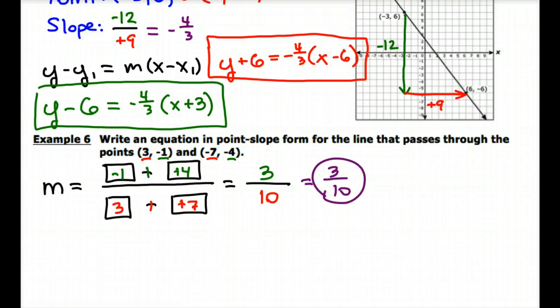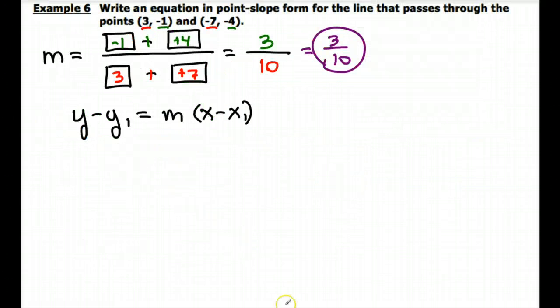Okay, so now you're going to take your point-slope form, y minus y sub 1 equals m times the quantity x minus x sub 1, and you have two options. You can either choose the point 3, negative 1 to write your equation, or you can choose the point negative 7, negative 4 to write the equation.